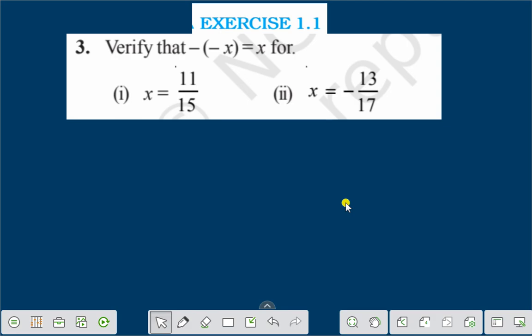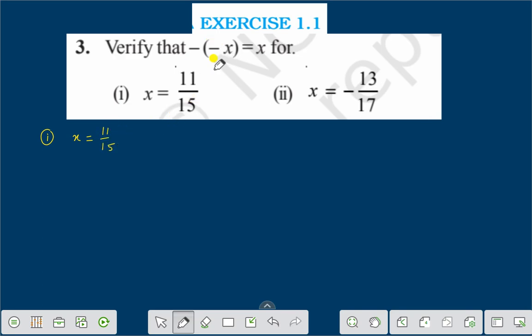Verify that minus of minus x is equal to x for x equal to 11 by 15. Let us check this one. Number 1. It is given that x is equal to 11 by 15.